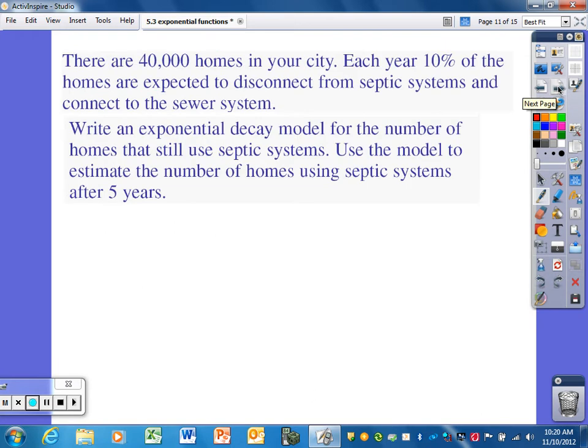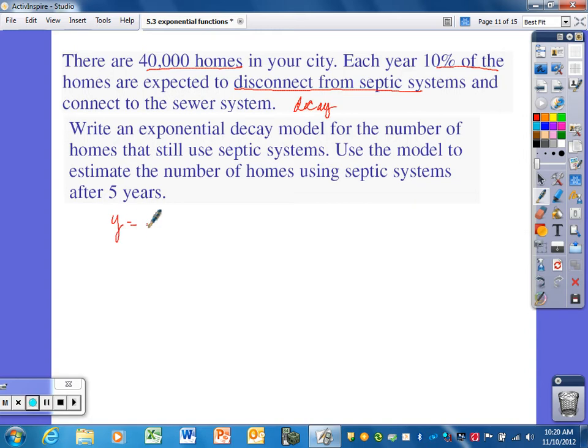Okay, just a couple more problems. In this city, we have 40,000 homes. Each year, 10% of the homes disconnect their septic system. So if I'm disconnecting, would this be growth or decay? It would be decay.